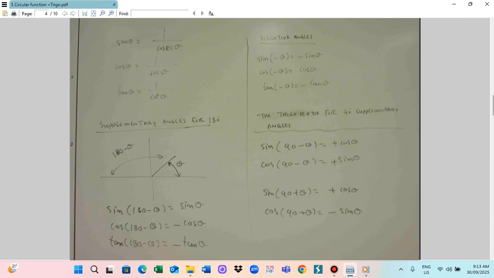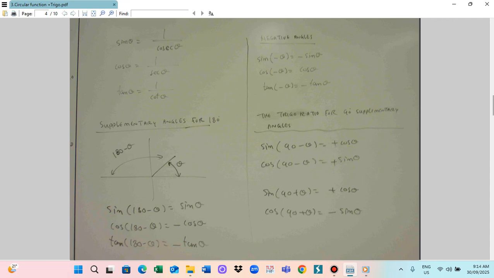Trigonometric ratio for the 90 degree supplementary angle. In this case, we can use the formula sine(90 minus theta) equals cos theta, and cos(90 minus theta) equals sine theta, because this is only for the first quadrant.